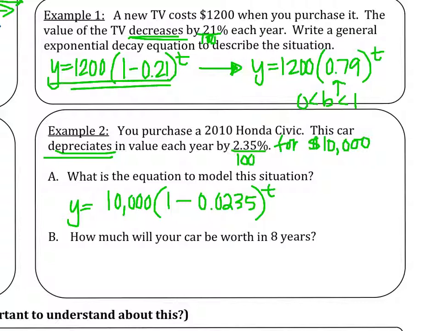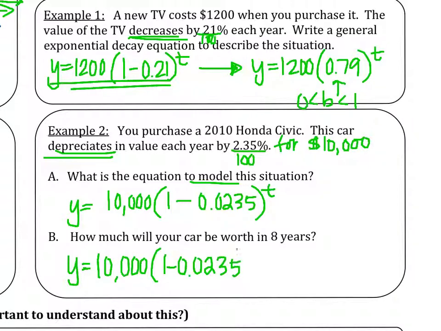Okay, so my general equation to model means use my variables. Now, how much is the car worth in 8 years? y equals 10,000 times 1 minus 0.0235 to the 8th. Stick that in your calculator and give me a decimal. And I'm going to check this decimal when you come in tomorrow. The biggest thing, though, is when you're dealing with money, you need to round only to 2 decimal places.